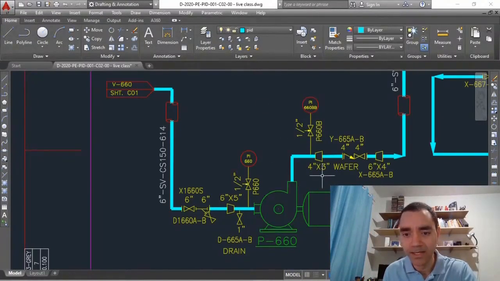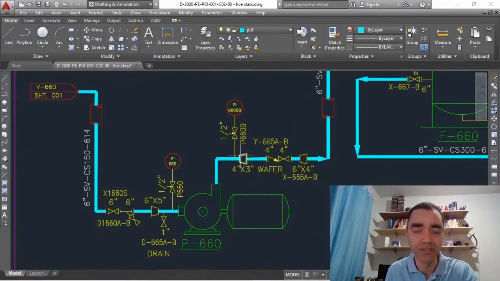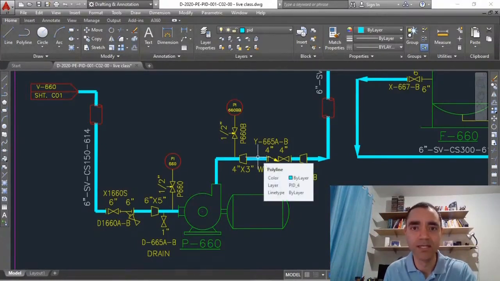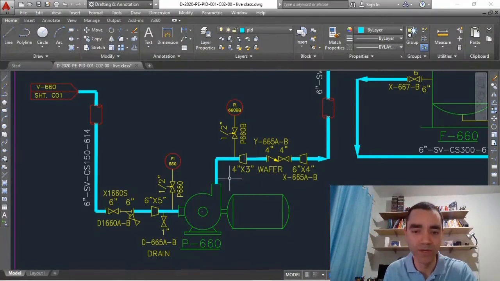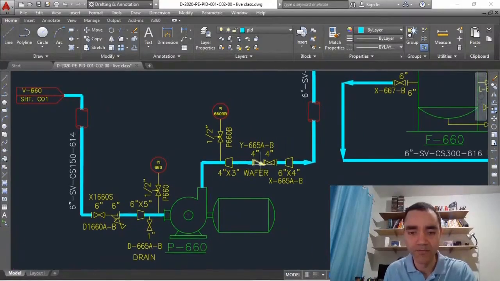And at the discharge of the pump we have another reducer, and observe that although it is called a reducer, we are not reducing, but going from the smaller to the higher pipe size. The name of this fitting is reducer, so we always draw this, or write this, from the higher size to the lower size. And we have a check valve, an isolation valve, and another reducer.